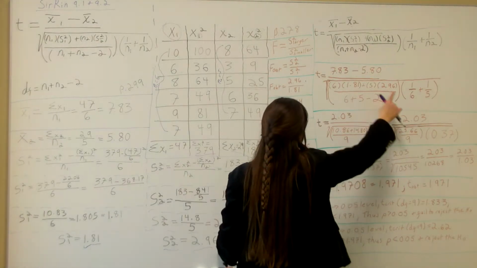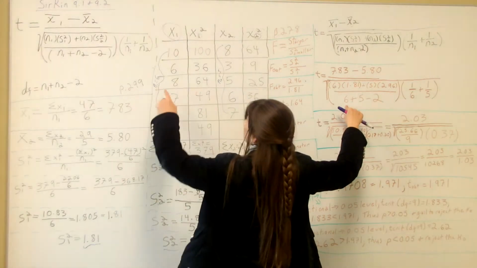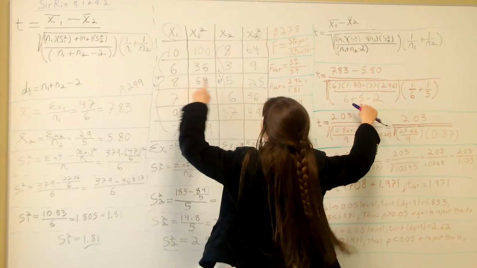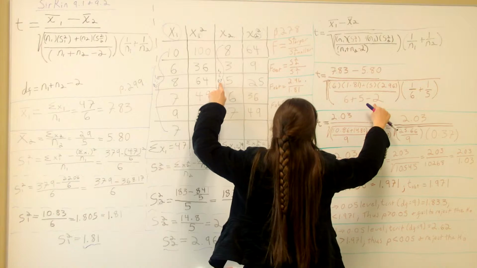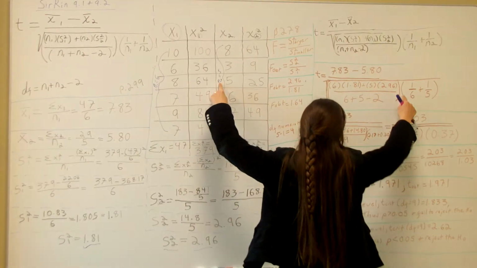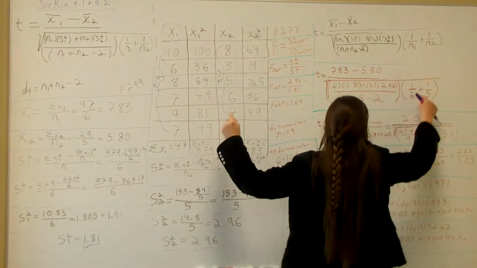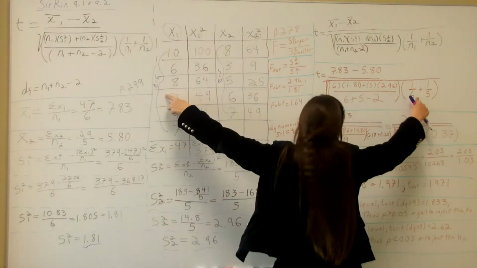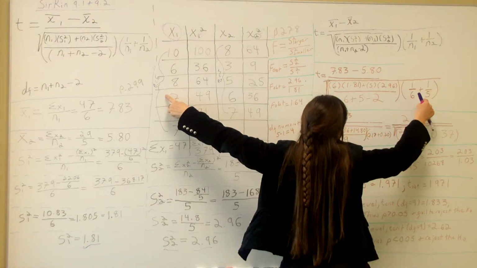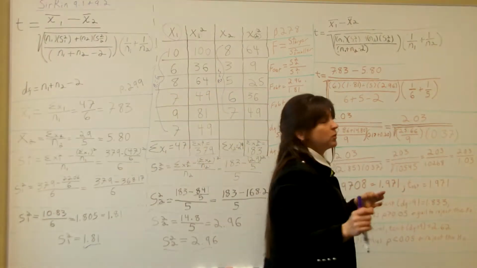That goes there then, and that's over 6. That's your first set of data, your n plus 5 minus 2. That comes from up there. And then, right parentheses, and that's being multiplied by 1 over your n1, which is 6, plus 1 over your n2, which is 5. Again, show all of your work.